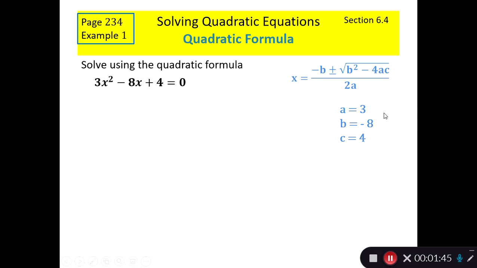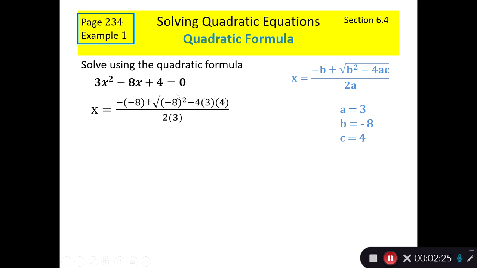Now all you have to do is substitute this a, b, and c in here, and that will be your answer. So let's work the problem. We have a negative right here, so we write the negative. And then we write what b is. B happens to be negative 8, so we write negative 8. Plus or minus. Now b is negative 8, so it's going to be squared, so we write the negative 8 and show we're going to square it. Minus the 4 and the a and the c. And then 2a, 2 times a.